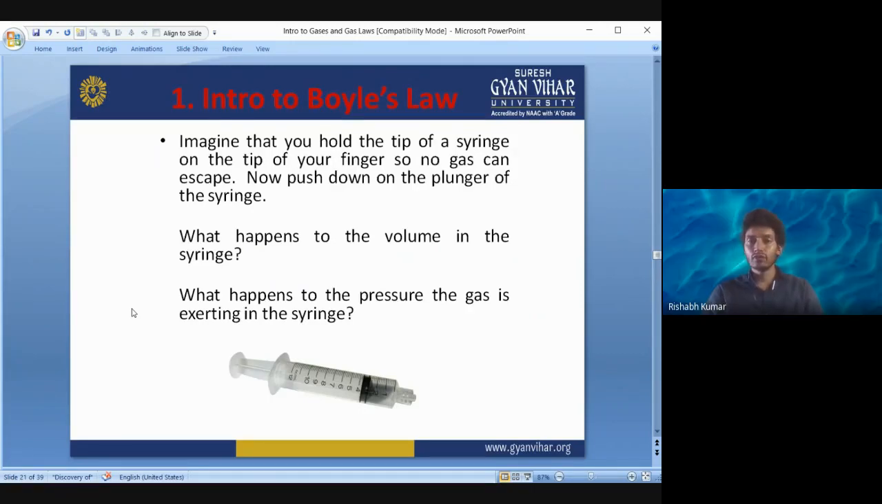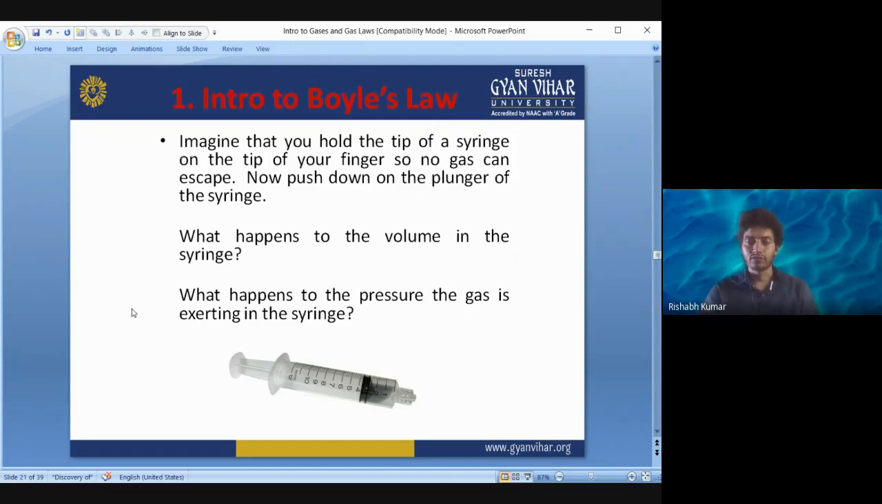So imagine that you hold the tip of a syringe with your finger so no gas can escape. Now push down on the plunger of the syringe. What happens to the volume in the syringe? What happens to the pressure the gas is exerting in the syringe? Kya hoga? The volume will decrease, but the pressure will increase if we do not let the gas escape through the needle of the syringe.